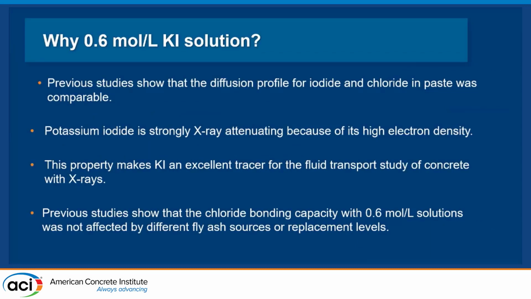Why are we using a 0.6 mole per liter potassium iodide solution? Previous studies showed that the concentration profile derived from potassium iodide solution is comparable with the concentration profile coming from chloride solution. We are using potassium iodide because it is highly X-ray attenuating. It has a large electron density. Why 0.6 concentration? Because previous studies showed that this concentration doesn't have any conflict with the kind of fly ashes or fly ash replacement that we are using.